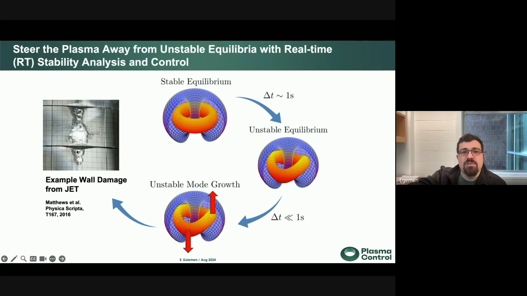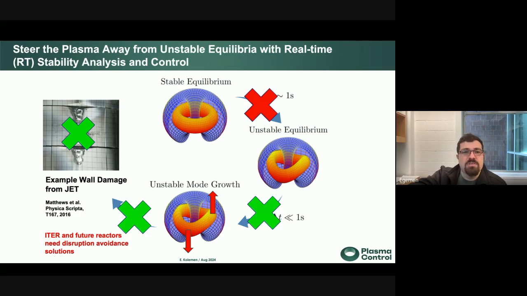This is an example from the JET reactor. And we can't handle this either. So how do we avoid this? As you see, we have to avoid it from the beginning. We can't have unstable plasma, because if we do, then it's very hard to control afterwards. So once we avoid becoming unstable, then we can avoid the whole sequence of these things.